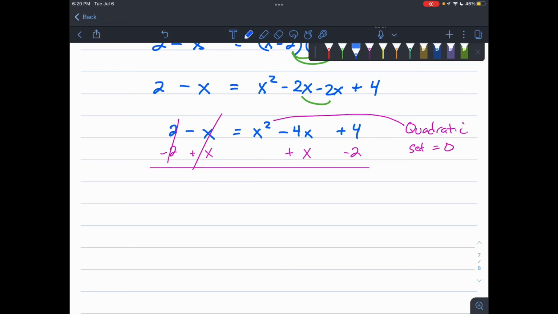So on the left, both things canceled. We can go ahead and put a 0 there since there's nothing else there. On the right, bring down the x squared. Negative 4x plus x. Remember, this is a 1x. So negative 4 plus 1. And then 4 minus 2.